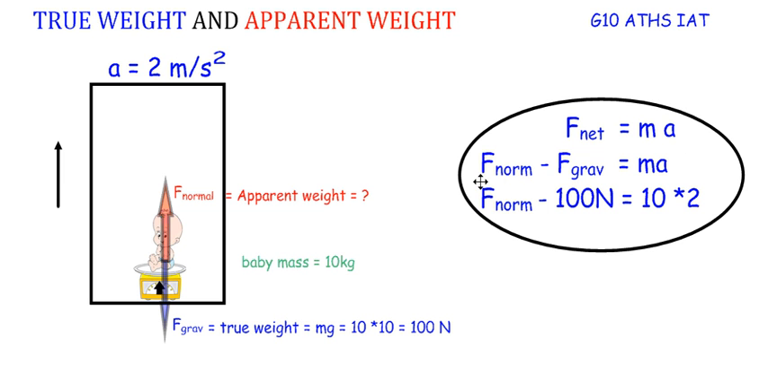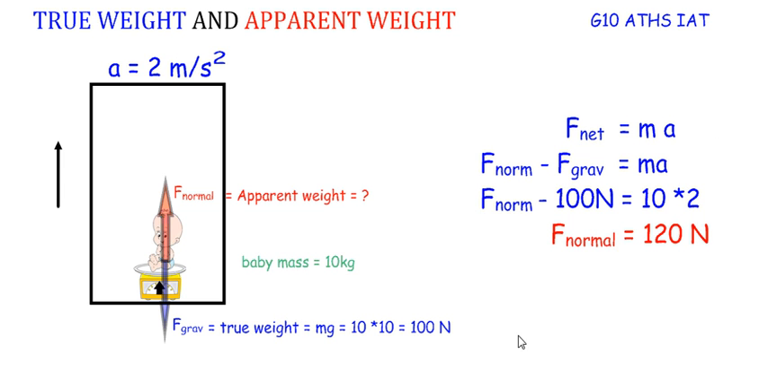What we need to find is the normal force in order to find the apparent weight. So the normal force is unknown. It's what we want to find. The gravitational force is still 100 newtons, and that will cause the mass of the baby of 10 kilograms to accelerate by our stated value of 2 meters per second squared. This means that the normal reaction force is 120 newtons. So the apparent weight is 120 newtons. The baby feels heavier than normal.